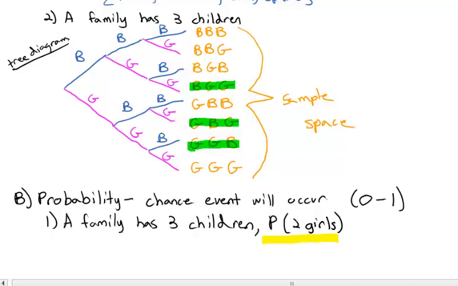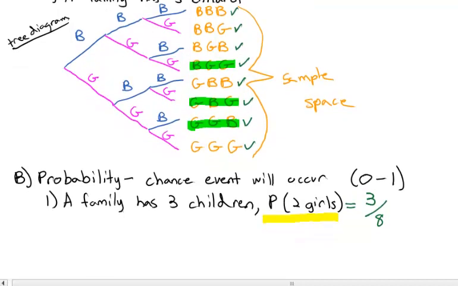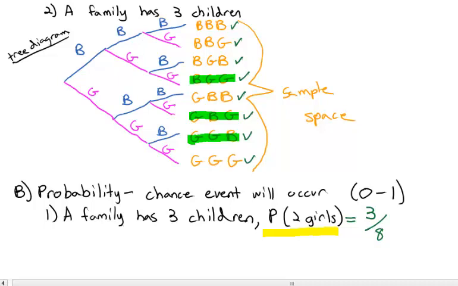And so the way we calculate that probability is we take the number of desirable outcomes, there are 3, divided by the number of possible outcomes, or divided by the number of things in the sample space. If we count our sample space, there's 1, 2, 3, 4, 5, 6, 7, 8 things in the sample space. So the probability of getting 2 girls is 3/8.